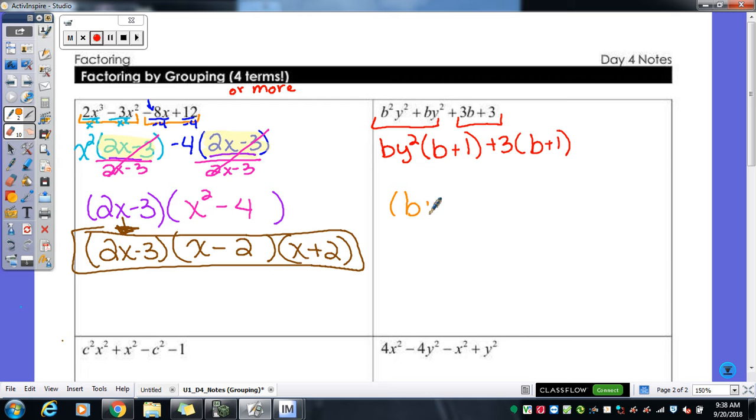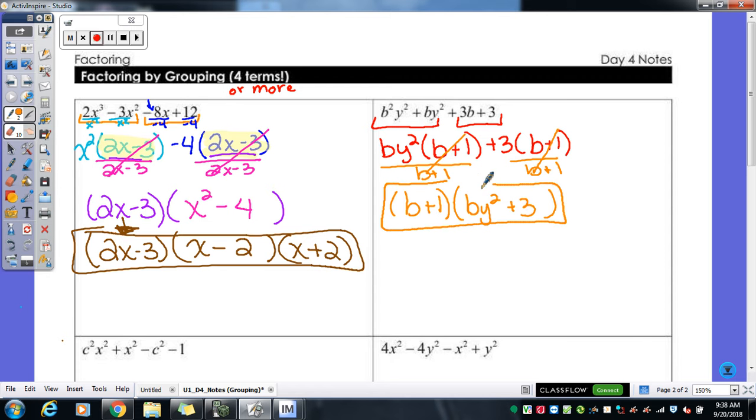So we're going to take that b plus 1, put it out front because that's our GCF this time. If I divide by b plus 1, we're left with that b squared plus 3, which neither of those can be factored again, so that one's done. That one just was 2 GCFs.